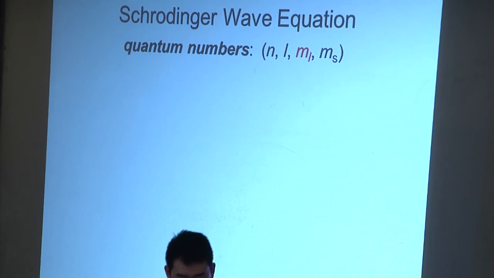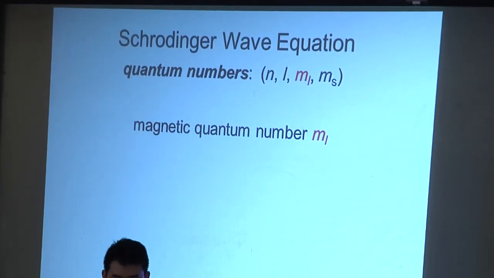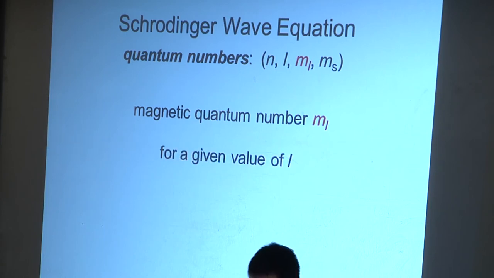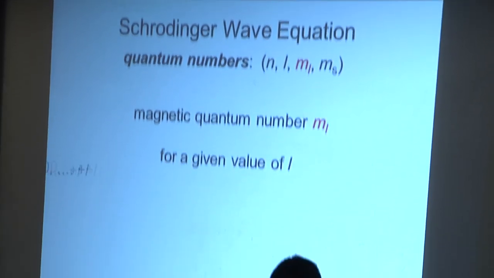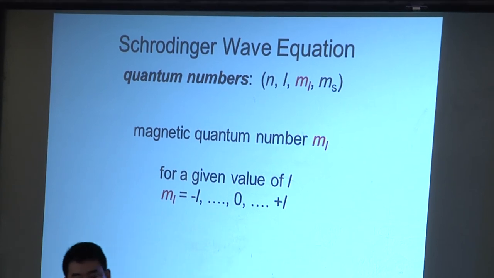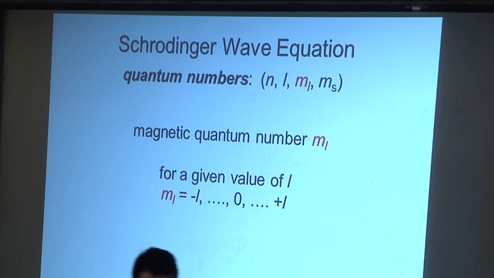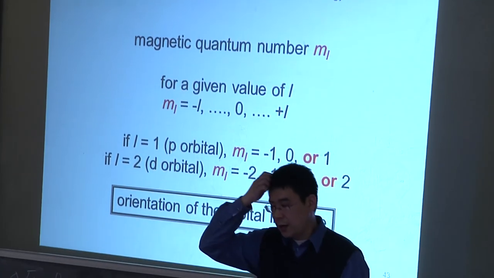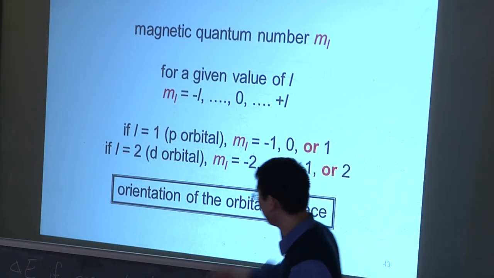Once you have N and L set, then you can start to think about what's called m sub L, the third quantum number, called the magnetic quantum number, and m sub L depends on L. For a given value of L, m sub L can go from negative L to positive L. So if L is 0, then m sub L must be 0, because it goes from negative 0 to positive 0, which is just 0. If L is 1, m sub L can be negative 1, 0, or 1. If L is 2, m sub L can be negative 2, negative 1, 0, 1, 2. And m sub L gives you the orientation of the orbital in space.